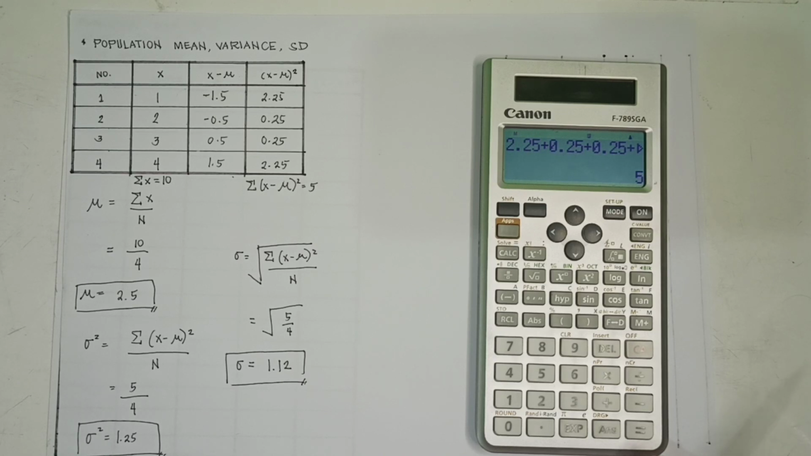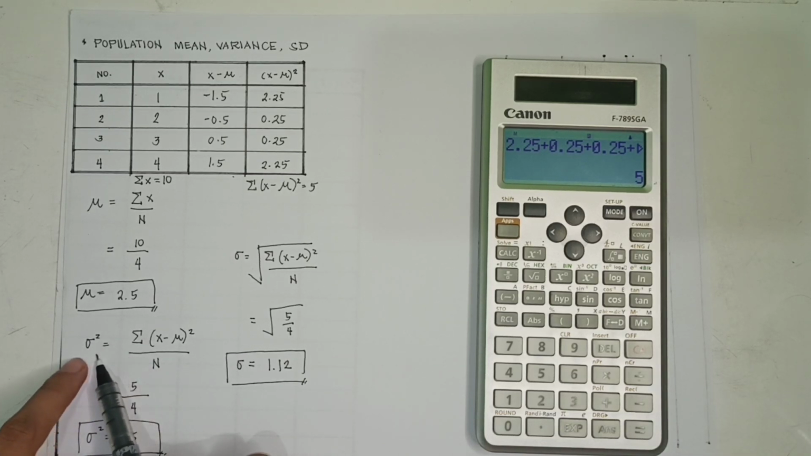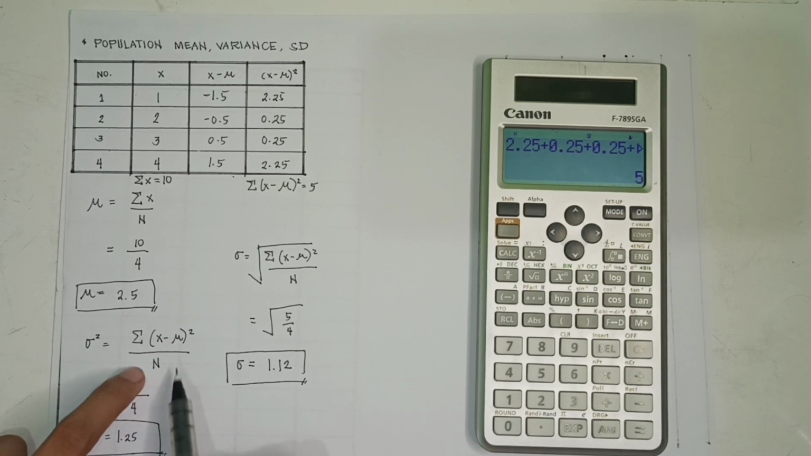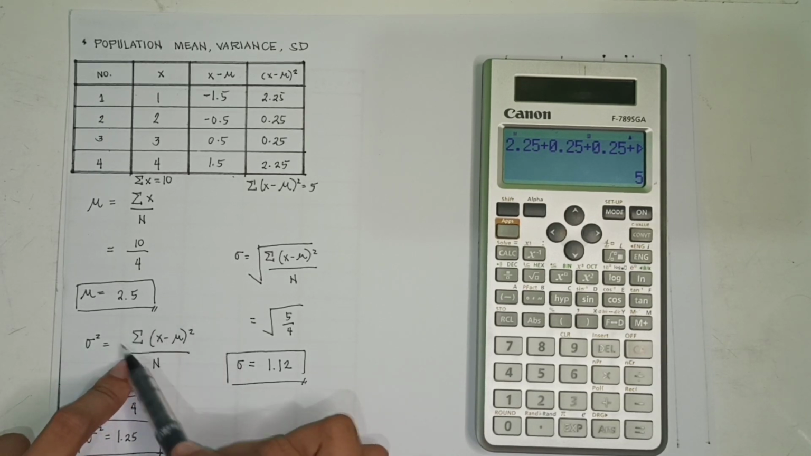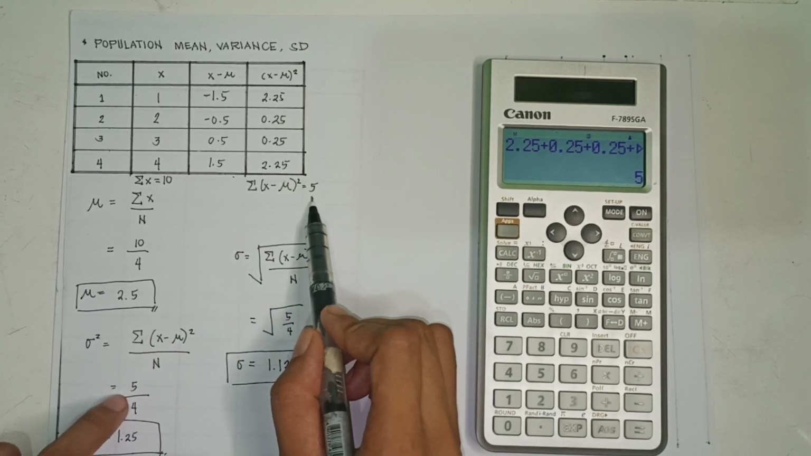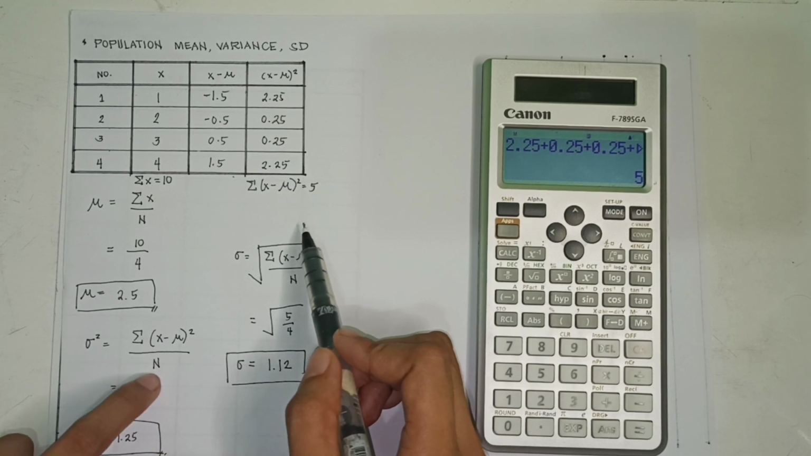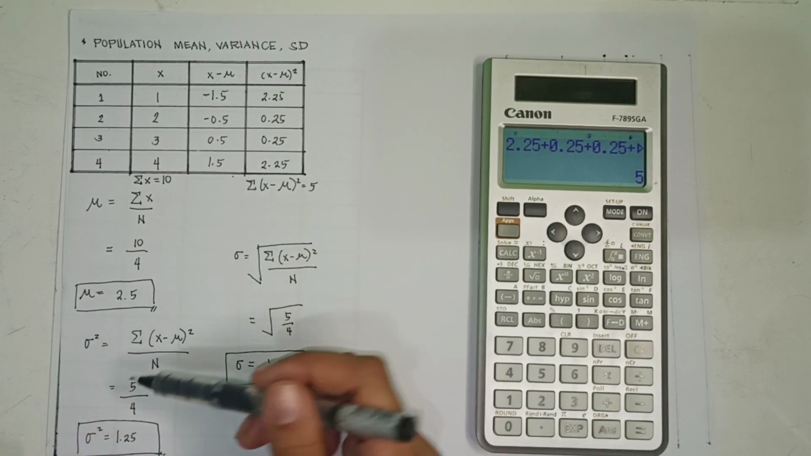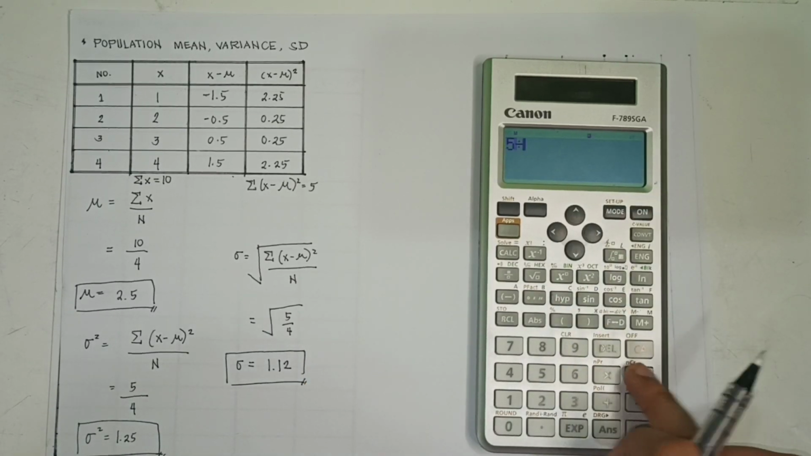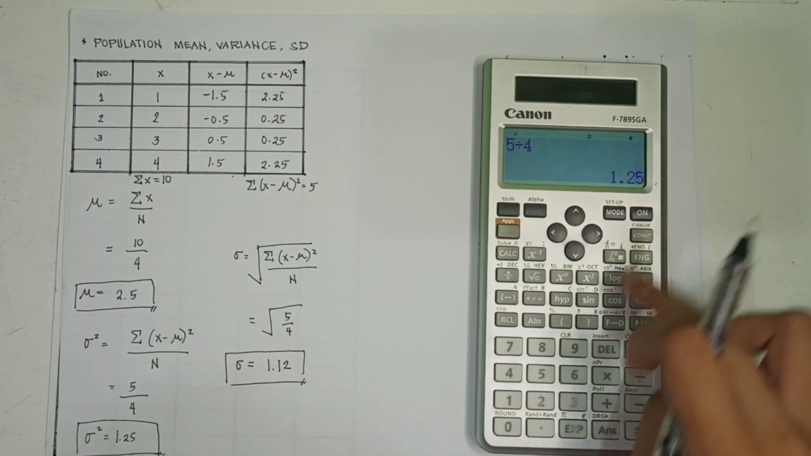Okay, for the next step is kukunin na natin yung population variance. Again, to get the population variance, we have sigma squared is equal to the summation of x minus mu squared over N. So, meron na tayong nakuhang summation ni x minus mu squared, which is 5. So, just substitute lang po natin. Okay, over population size natin, which is 4. So, 5 divided by 4, and that is equal to 1.25.